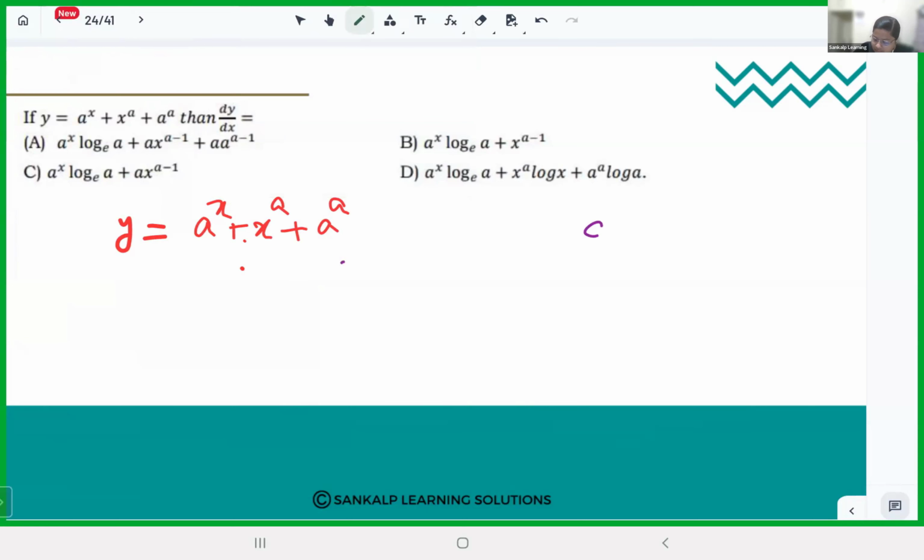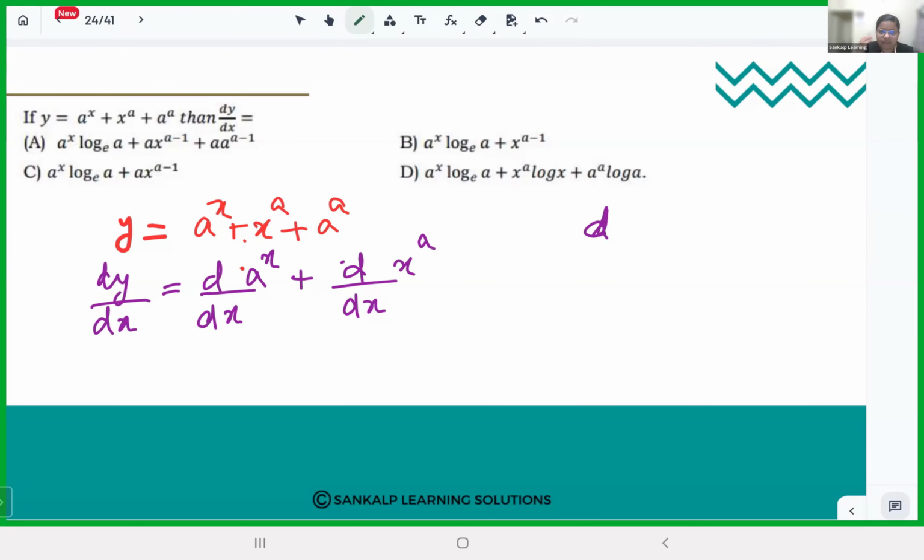We have to find out the derivative of this function. So we can find the derivative separately and then add it, right? Which means d by dx of a raised x plus d by dx of, the second one is x raised a, okay, plus d by dx of a raised a. Okay, so these are the functions.